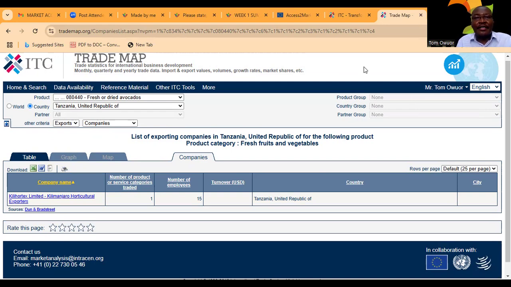So largely, that is how to apply the ITC TradeMap tool to be able to appreciate the various export opportunities that can be available to our various products and services. I've been talking for a long time. I don't know whether there is any question in terms of this ITC tool. Is it clear?